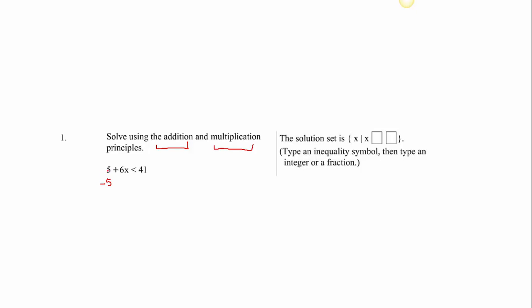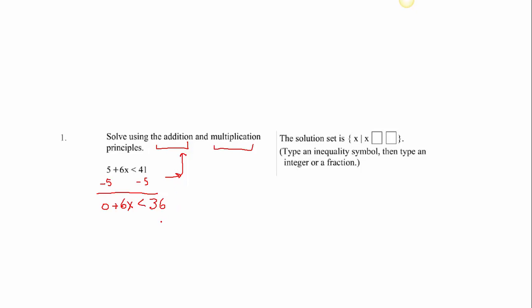Why negative 5? Because if I add 5 to negative 5, this becomes 0. But if I do this, I have to also add negative 5 on the right side. So if I finish this first step, 5 minus 5 is 0, plus 6x is less than 41 minus 5, which is 36, right? So 41 minus 5 is 36. This is called the addition principle.